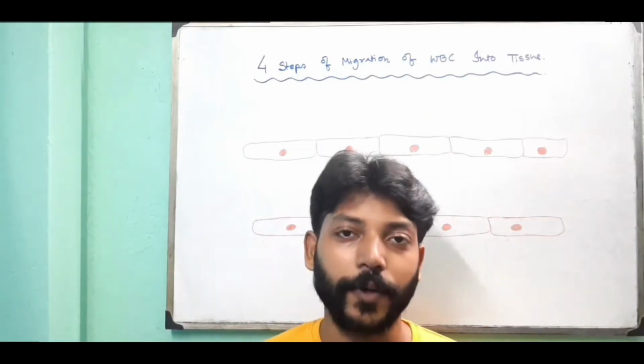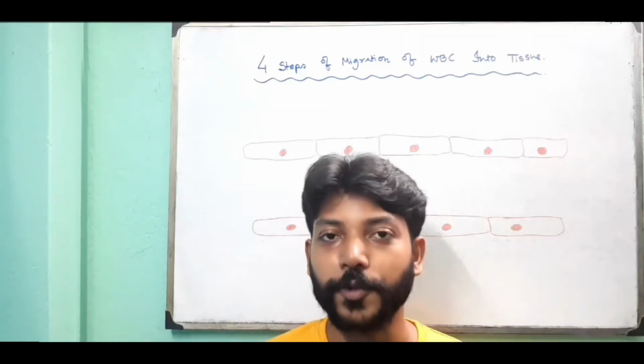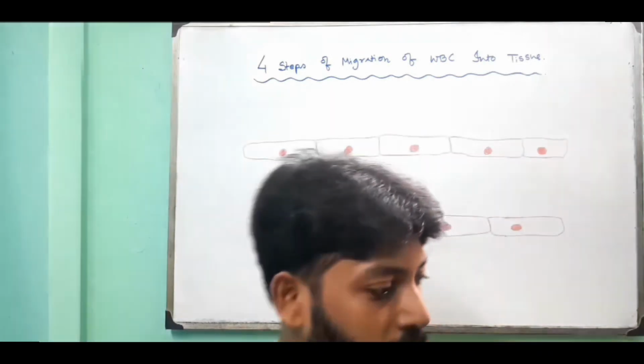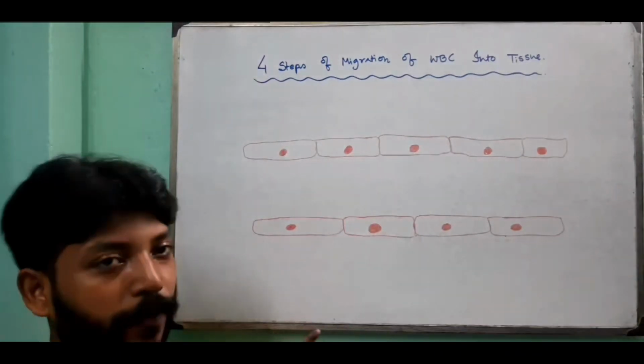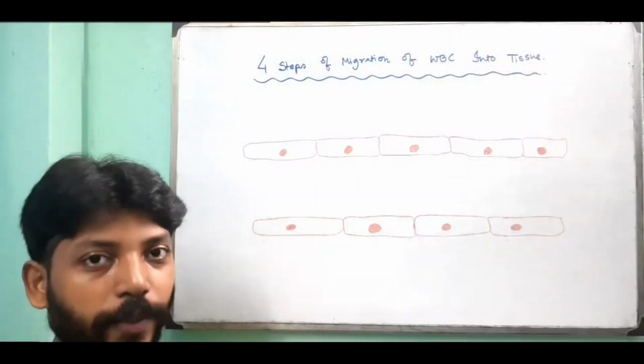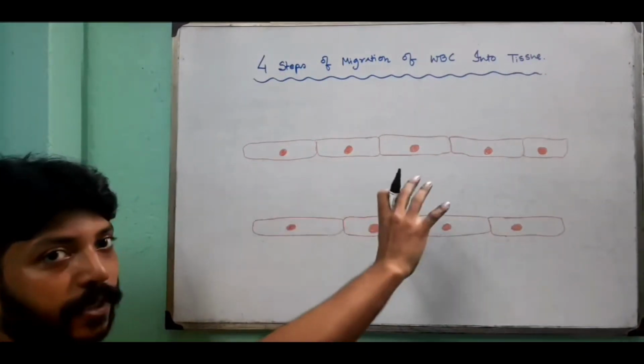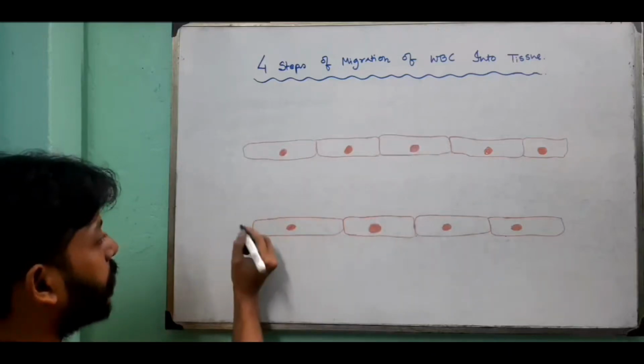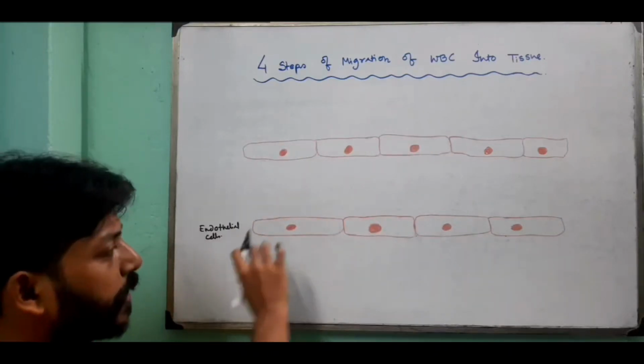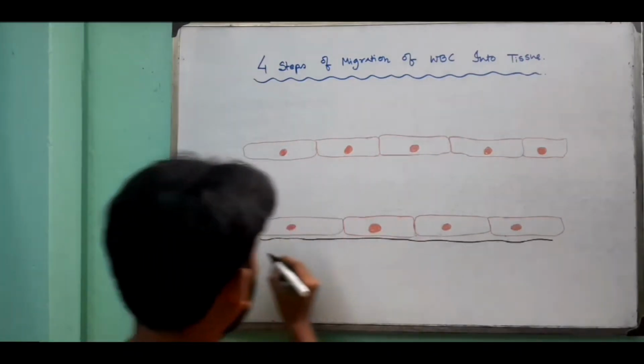In this lecture I will talk about how immune cells reach into the infected tissue site. There are 4 major steps for the migration of leukocytes or WBCs into the tissue. These are the endothelial cells lining the blood vessels. So these are the blood vessels and these are endothelial cells. Beneath the endothelial cells is called the tissue site.